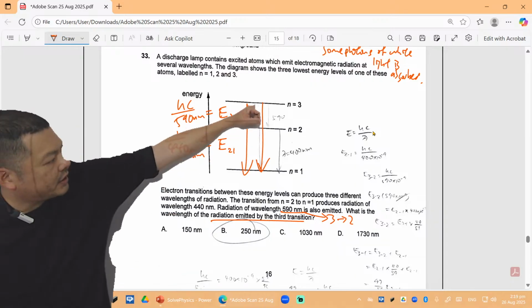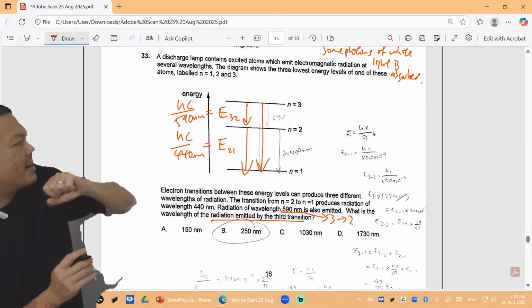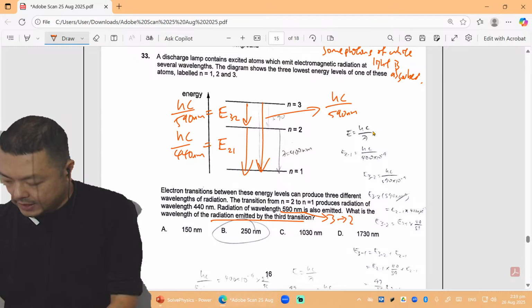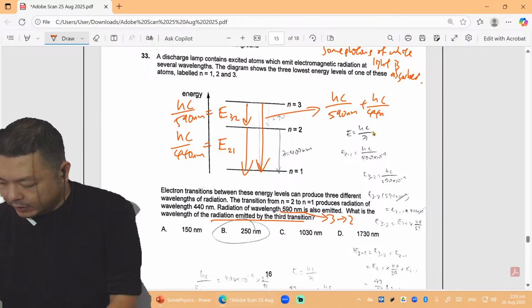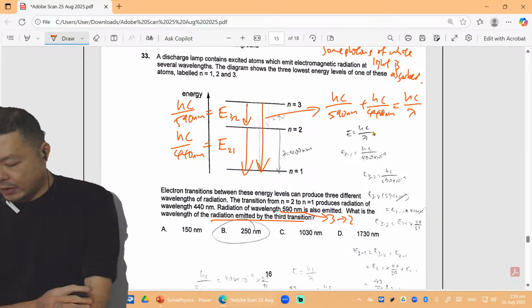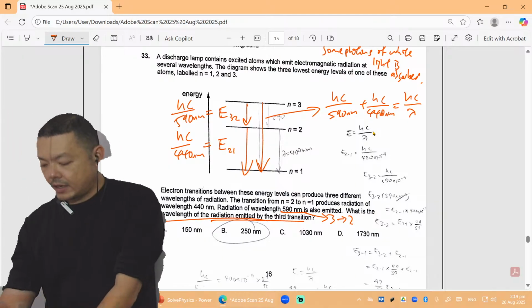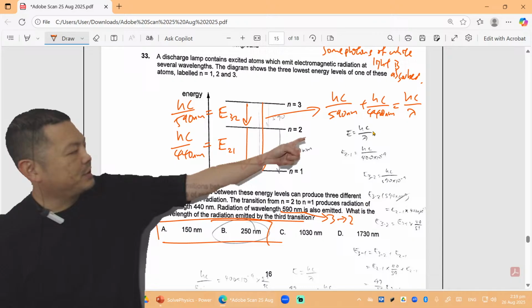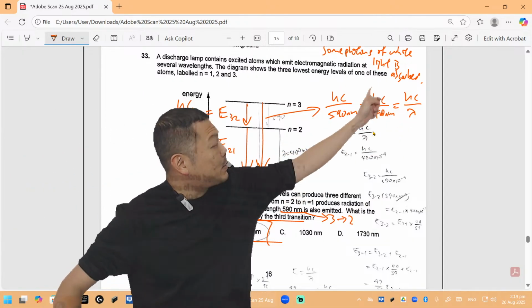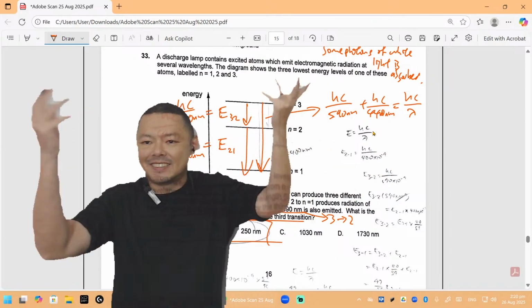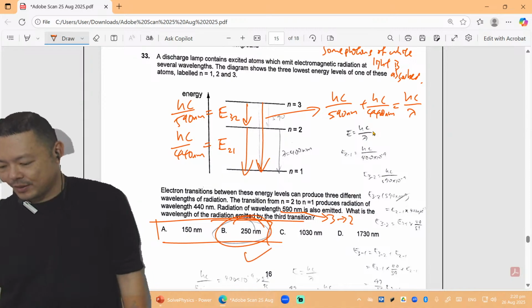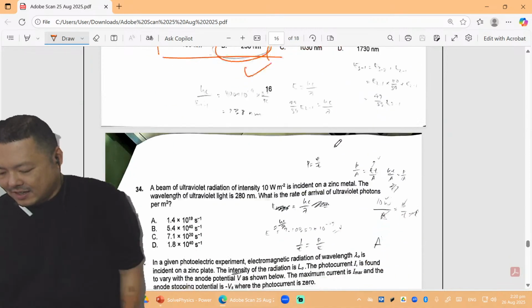And the total transition of 3 to 1 will be an addition of these two energies. So this will be hc over 590 nanometers plus hc over 440 nanometers equals hc over lambda, the unknown wavelength. Anyway, if you can reduce to two options, it's either A or B. It cannot be C or D. So 1 over 590 plus 1 over 440 equals 1 over lambda, and then you just flip it over, and you get 250. B is the answer. So that's for 33.